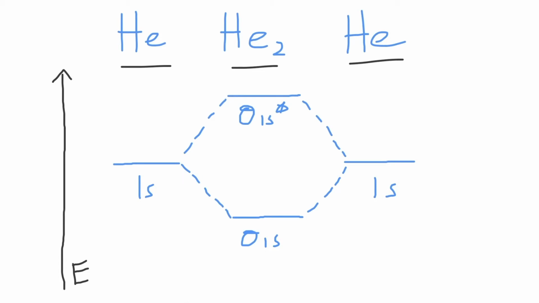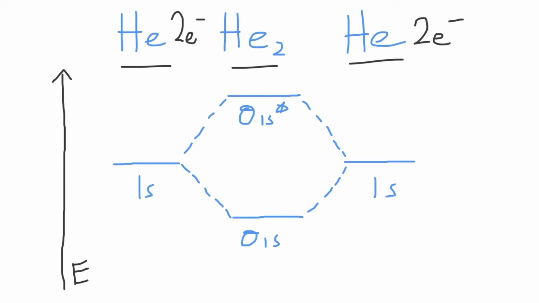Now, we need to fill in the atomic orbitals and molecular orbitals with electrons. Using rules such as Hund's rule, the Aufbau principle, and the Pauli exclusion principle, we can fill in these orbitals. First, we need to determine how many electrons each individual helium atom has. The answer to this is 2 electrons.